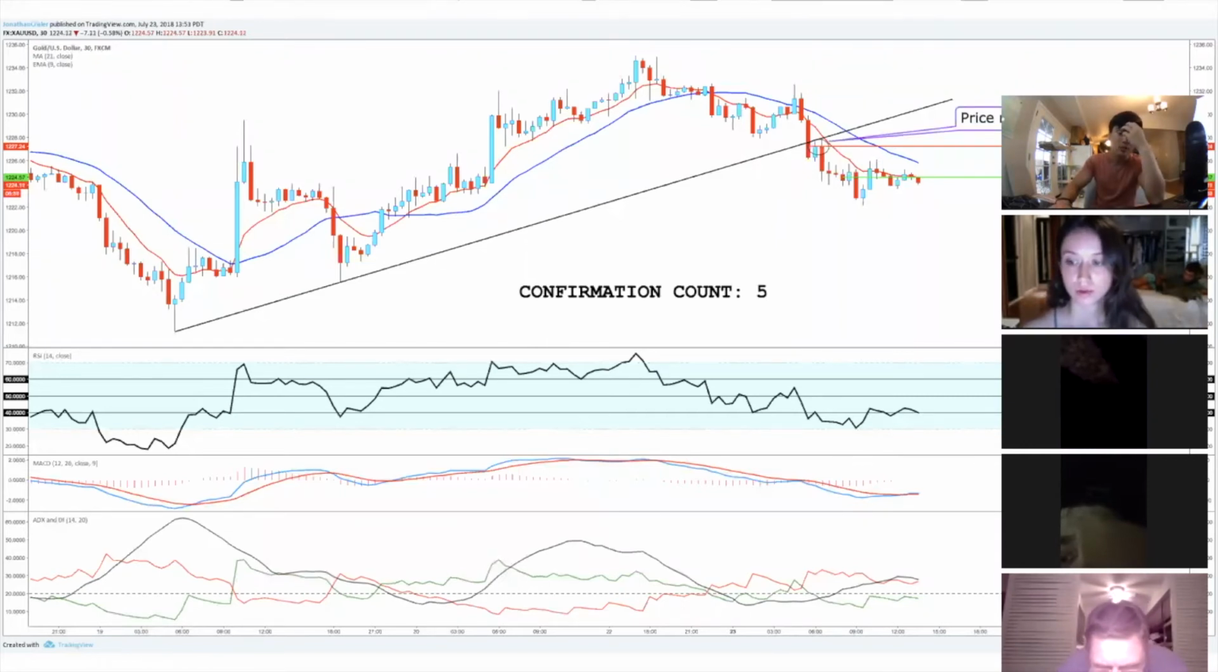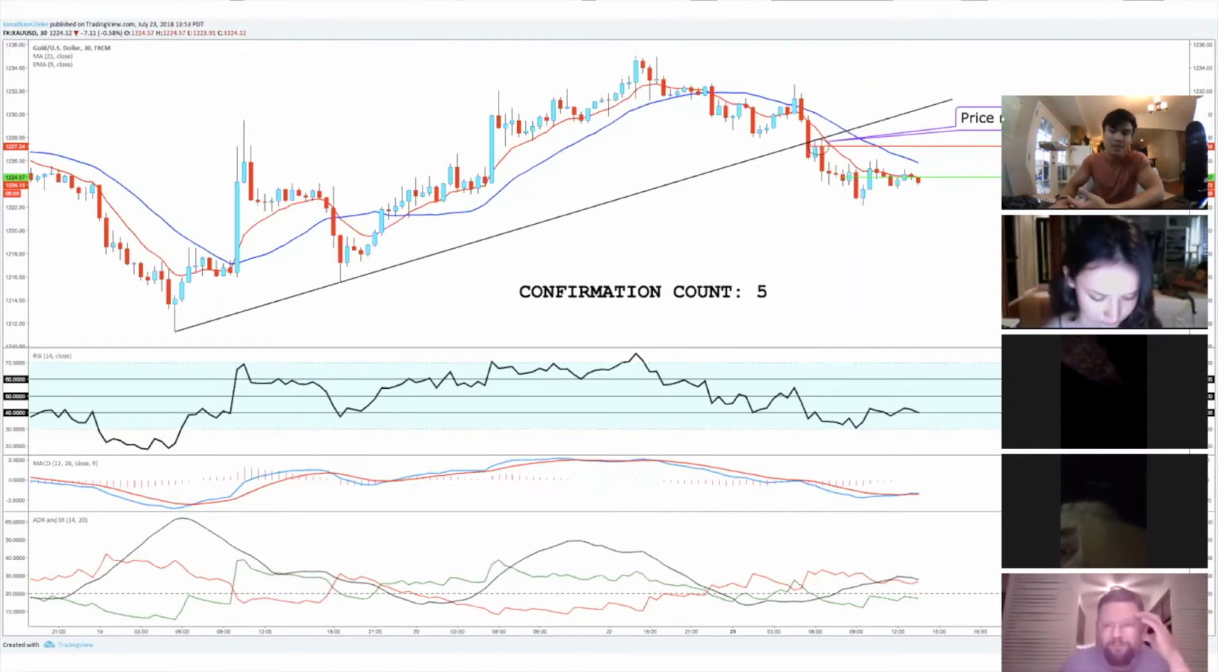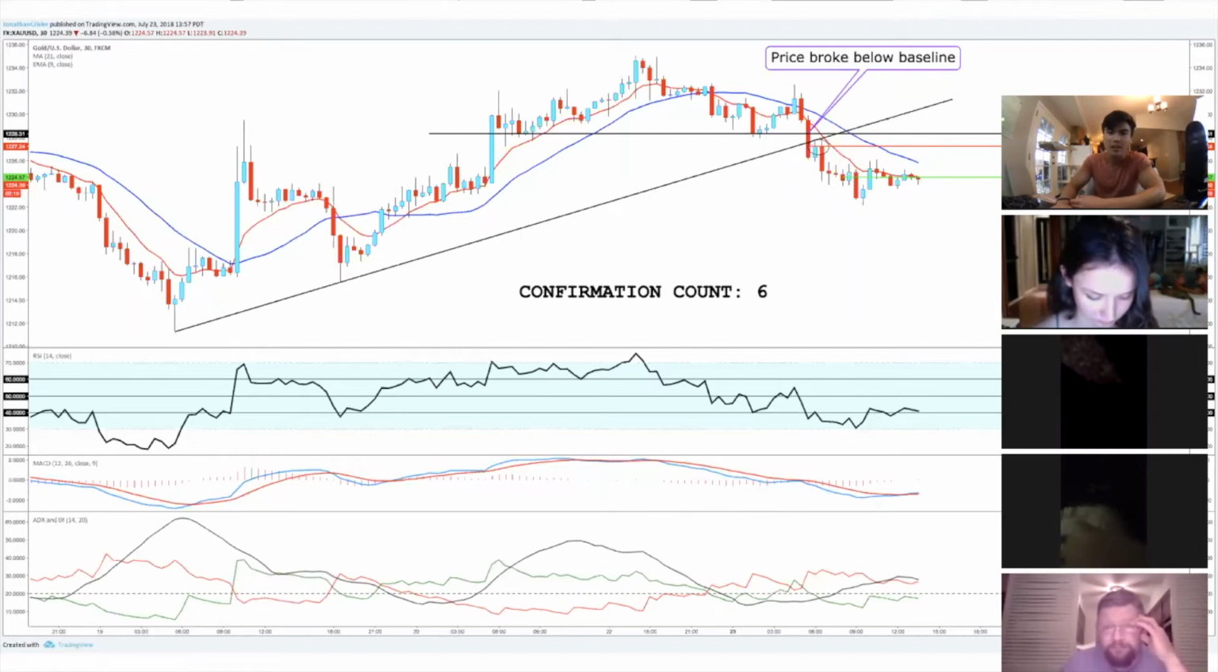Price retested the moving average. So you can actually use moving averages as support and resistance, just like horizontal lines or supply and demand zones. And that's our 5th confirmation. Our 6th confirmation is that price broke below a baseline. So it just shows that the average price is now lower. It's dipped below the average, giving it more of a bearish sentiment. And that's our 6th confirmation.